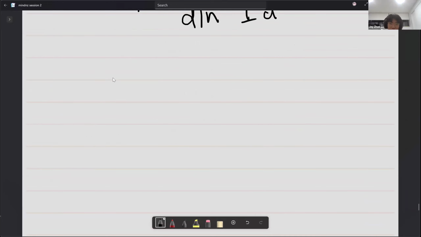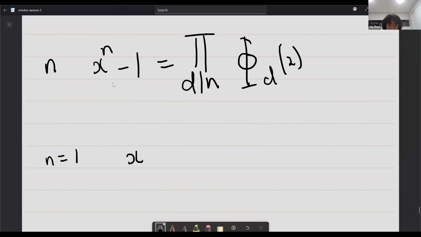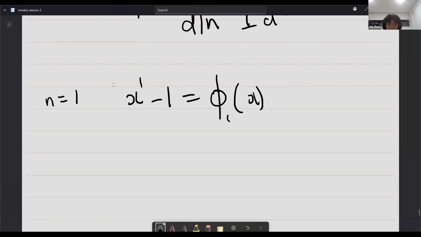But before we get to that, I'm just gonna show you guys how we can find these cyclotomic polynomials. So for n equals 1, x to the 1 minus 1 is equal to the product over each divisor of 1, and the only divisor of 1 is 1. So that means we found that the first cyclotomic polynomial is just equal to x minus 1.